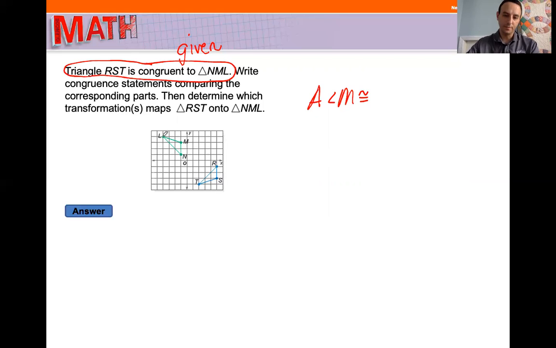So if you look real quickly, you're going to have to do a little bit of thinking here. M is here in the corner. It's across from the hypotenuse. The hypotenuse is our longest side. So S is the one that's across from the hypotenuse. So it's M and angle S. So what is R congruent with?